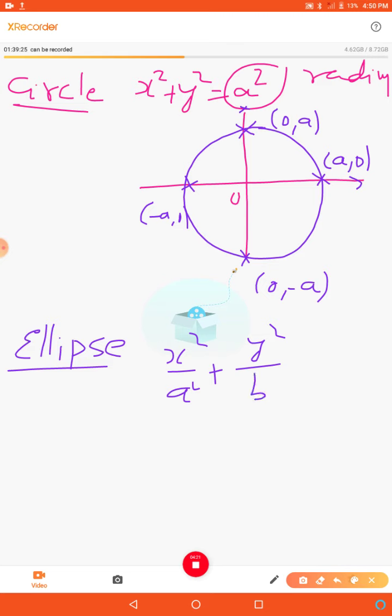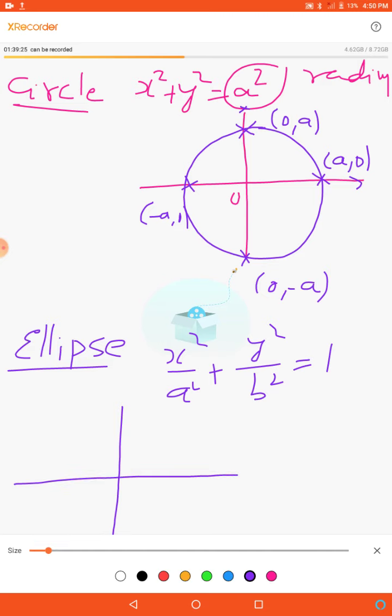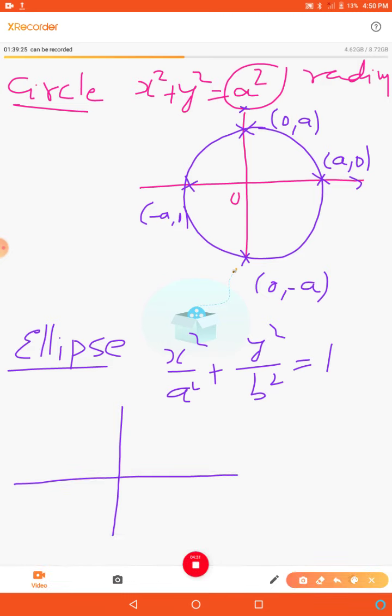The ellipse will be of the form x square by a square plus y square by b square is equal to 1. So this is the equation of the ellipse. An ellipse is like a long circle. It will be like this. This is an ellipse, just like an egg.